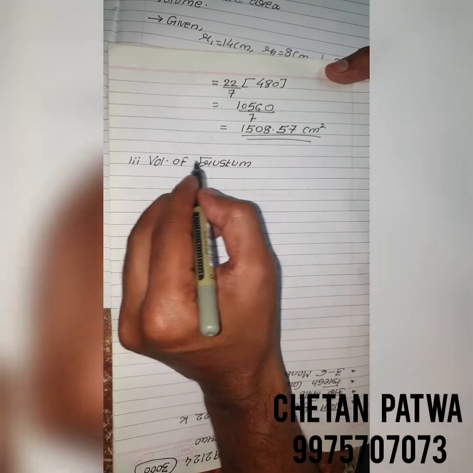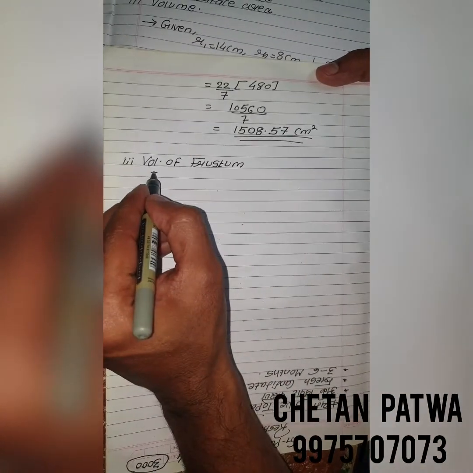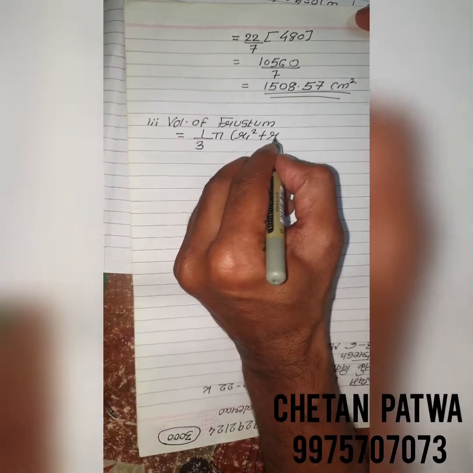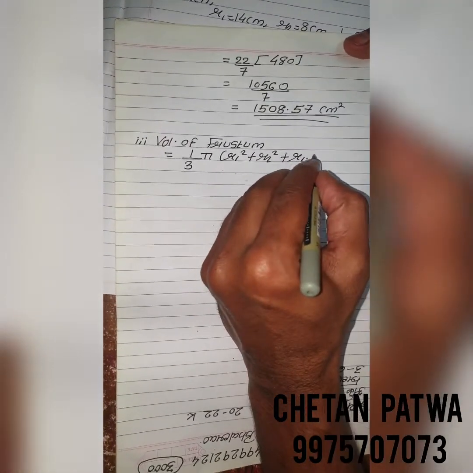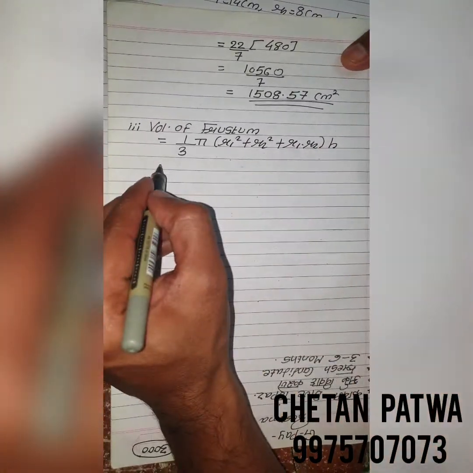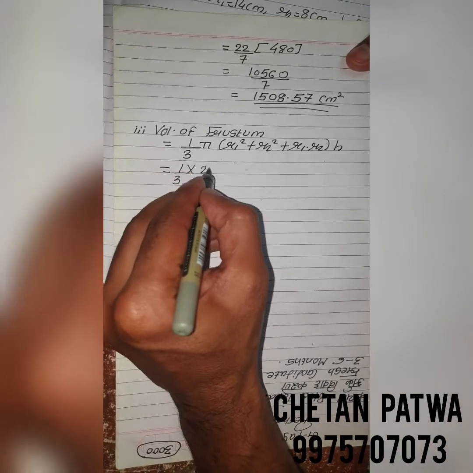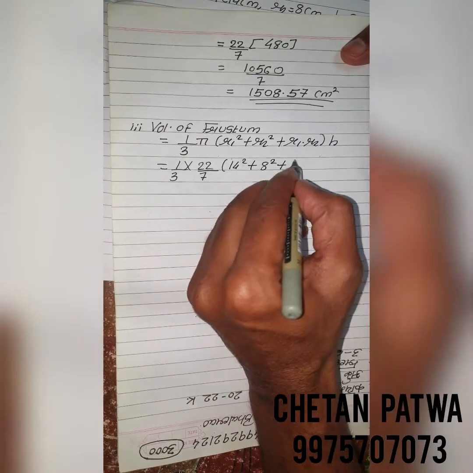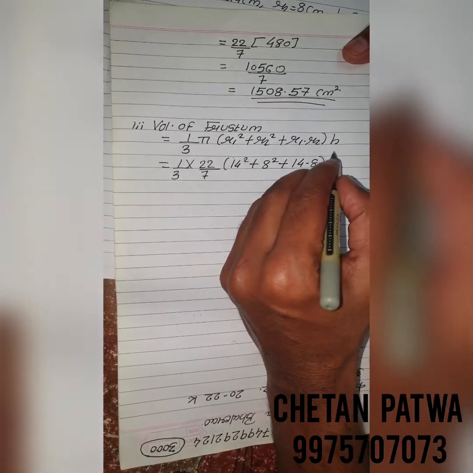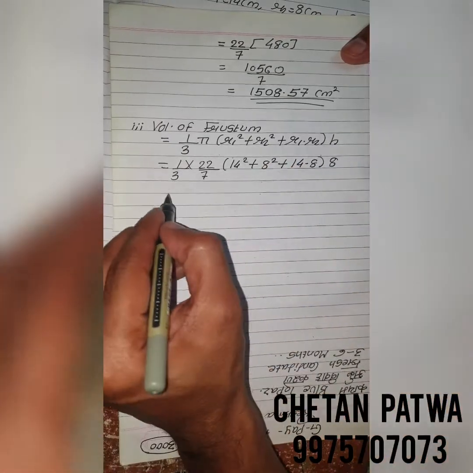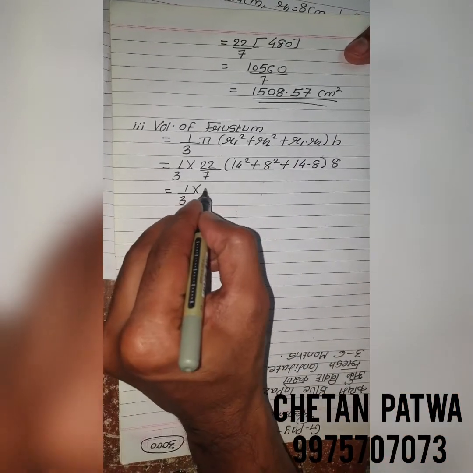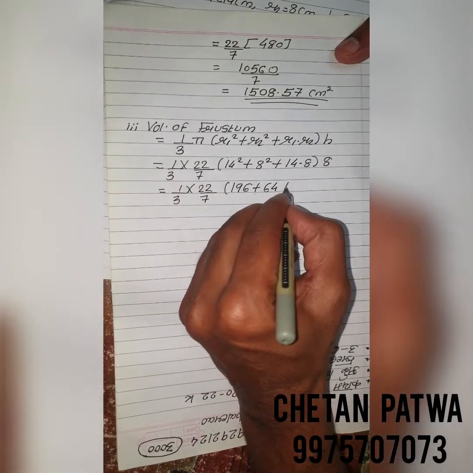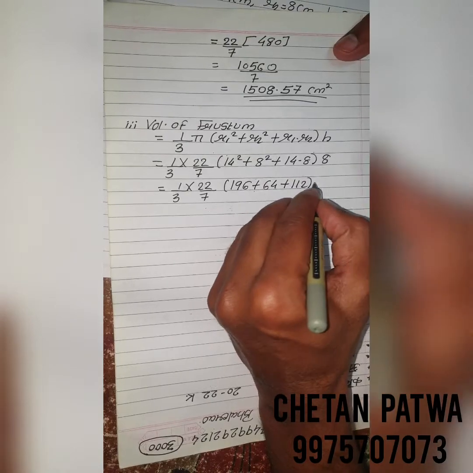Now lastly we'll find out volume of frustum. So the formula for volume of frustum is 1 upon 3 pi (r1 square plus r2 square plus r1 into r2) multiplied by h. 1 upon 3. What is pi? 22 upon 7. What is r1? 14 square. What is r2? 8 square. 14 into 8. What is h? h is equal to again 8. So that is equal to 1 upon 3 into 22 upon 7. 14 square 196. 8 square 64. 14 8s are 112, into 8.